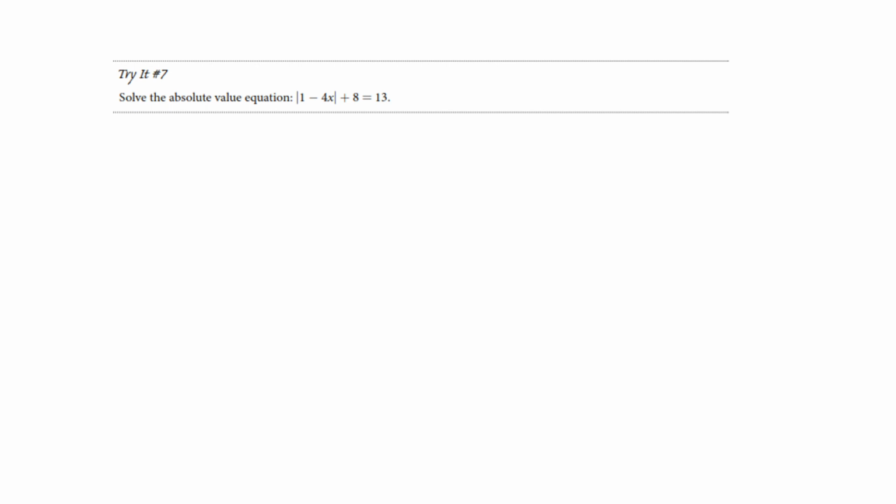Okay, so try this if you want to. But on this one, the key is I have to get the absolute value by itself. So I'm going to subtract 8 from both sides, first of all. I want to isolate the problem area, which is this absolute value. Okay, I've got the absolute value equals 5. Now we're ready for our trick. We're going to do 1 minus 4x equals 5, and 1 minus 4x equals -5.